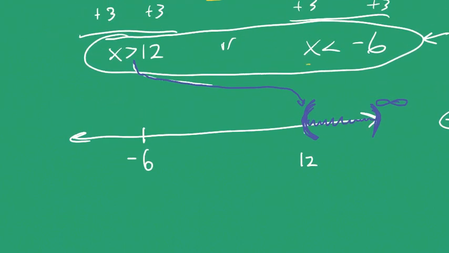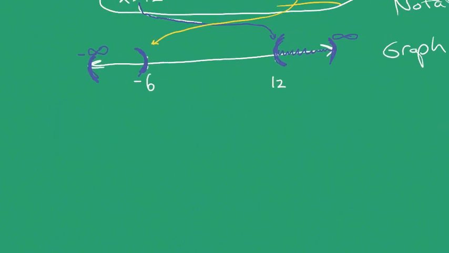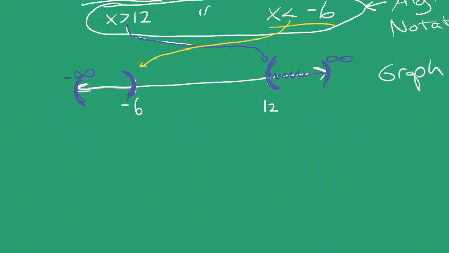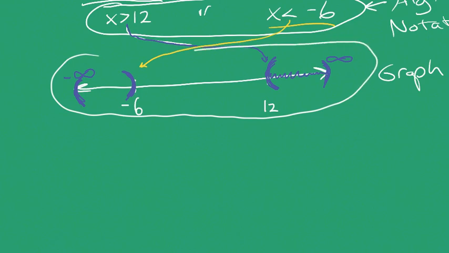Going over to x is less than negative 6. So less than negative 6 would be negative 7, negative 10, negative 100. Everything to the left of negative 6 on down to what we call negative infinity. Really, really, really small numbers. So for negative infinity, we use a parentheses also. So that would be our graph.